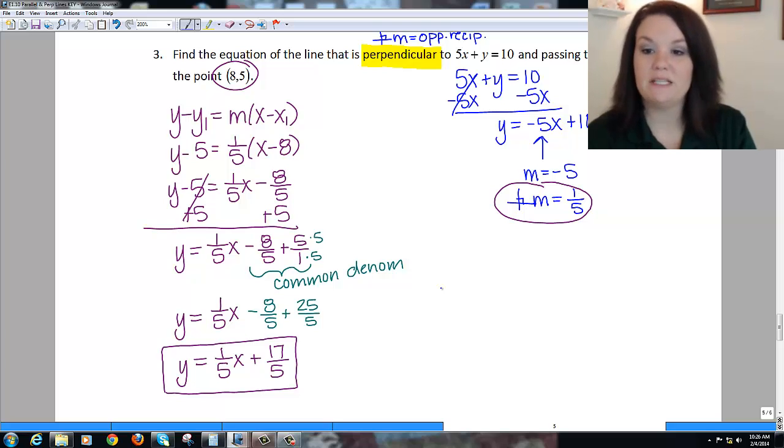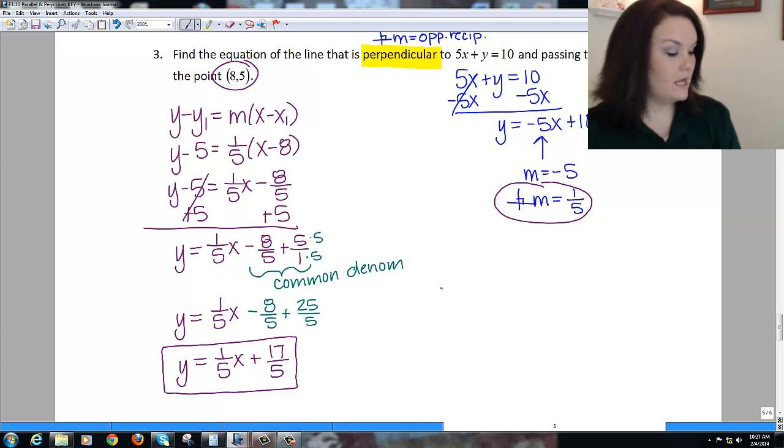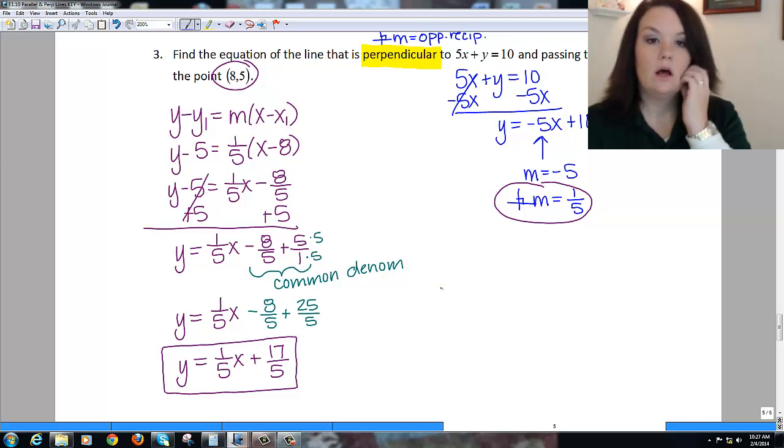So I'm going to use my perpendicular slope of 1/5 and the point that they gave us, which is (8, 5), and plug it into my point slope formula. Once I plug everything in and simplify, notice when I move my constant term over, I will need a common denominator. Once I've combined my two constant terms, we should end up with the equation y equals 1/5 x plus 17/5. So this is the equation of the line that is perpendicular to the line they gave us and that goes through the given point, (8, 5). Okay? All right, I think I have one more to show you.